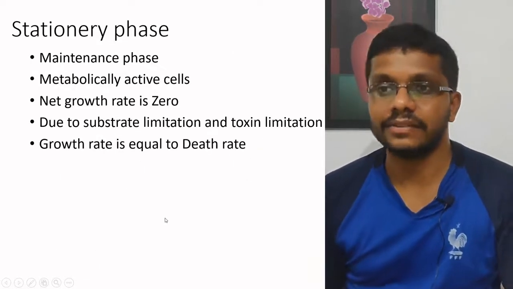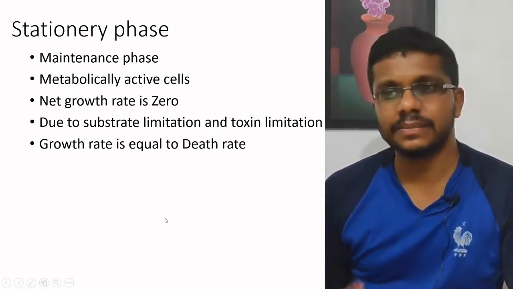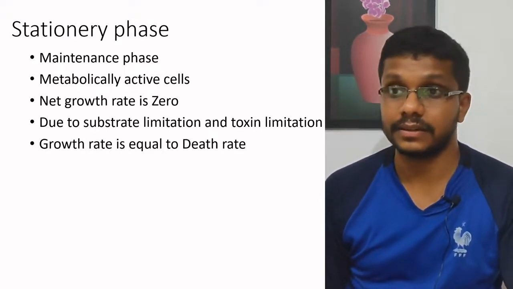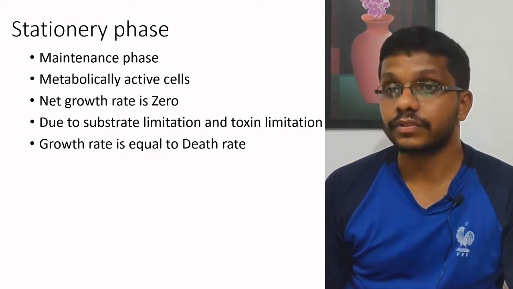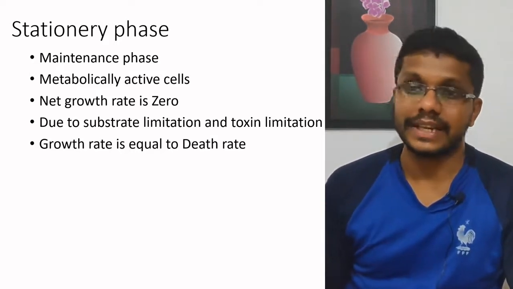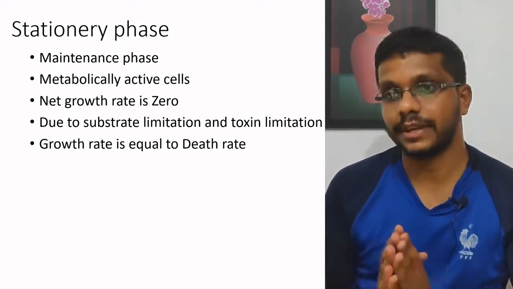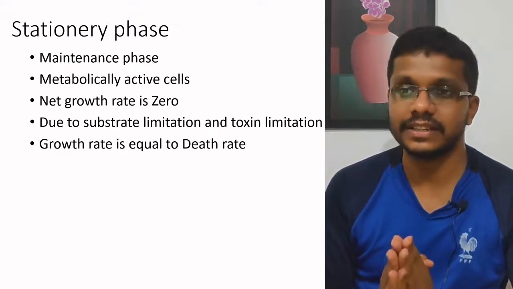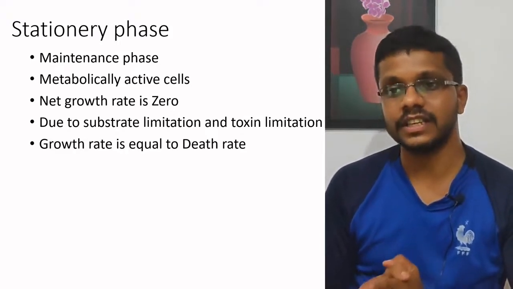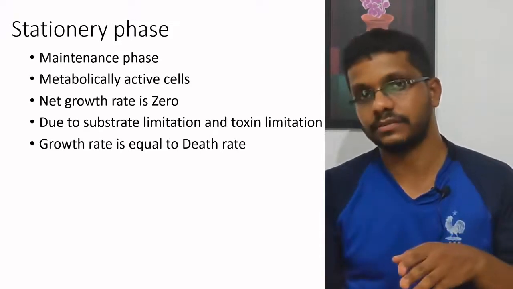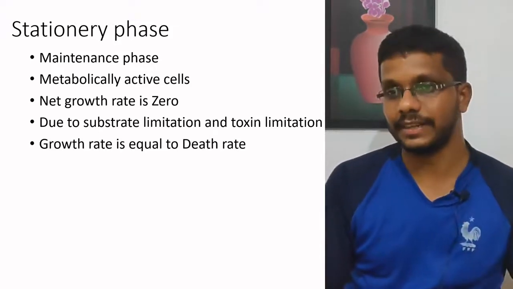Okay, next we have the stationary phase. Stationary phase is basically a maintenance phase. There is no increase in the cell number or size of the viable cells, but it is not a metabolically inactive state. Actually, in the stationary phase the microorganisms are very much active, but there is no growth. Net growth rate is 0 because the growth rate is equal to the death rate. An equal number of microorganisms will be born and an equal number will die.